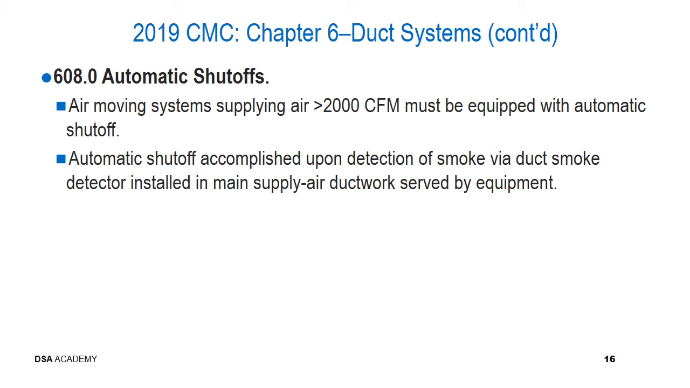At times, the air supply being conveyed through ductwork is required to be automatically shut off, and this will happen whenever the air that's moving within the system is exceeding 2,000 cubic feet per minute. They must be equipped with an automatic shutoff. The automatic shutoff is accomplished when the system detects smoke via a smoke detector, which is installed in the main supply air ductwork served by the equipment.